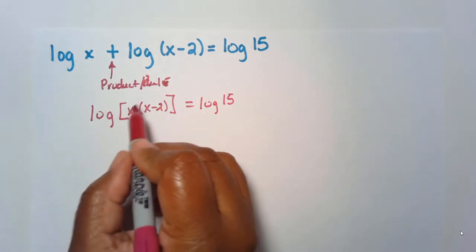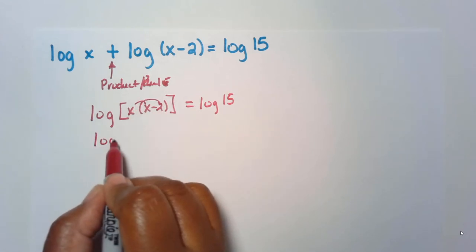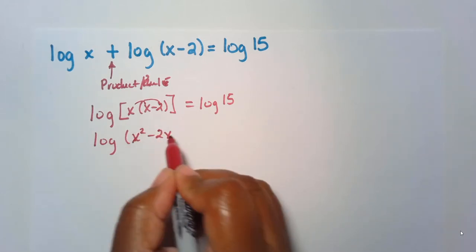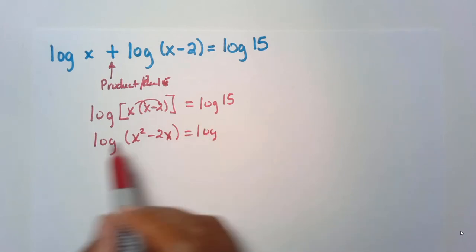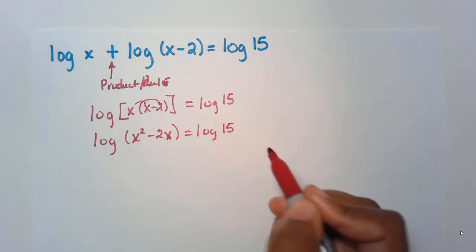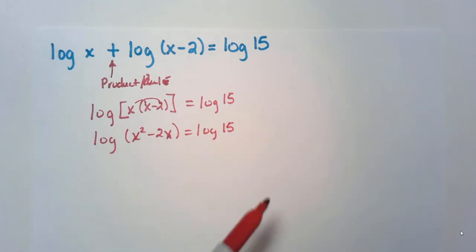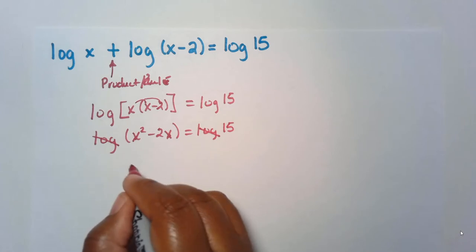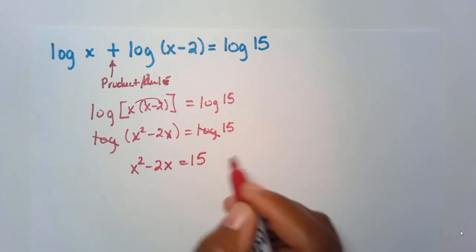On the left-hand side, this x times x minus 2, we can distribute. We have x squared minus 2x equals... we have log of x squared minus 2x equals log of 15. Using the one-to-one property, now that each side is condensed, we can drop the logs and focus on x squared minus 2x equals 15.